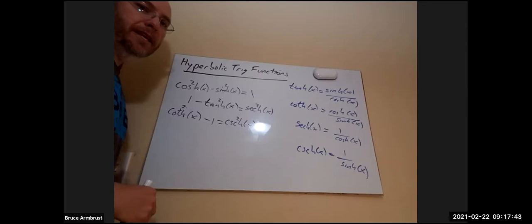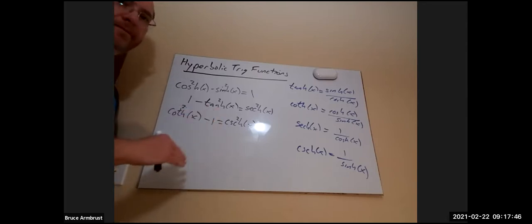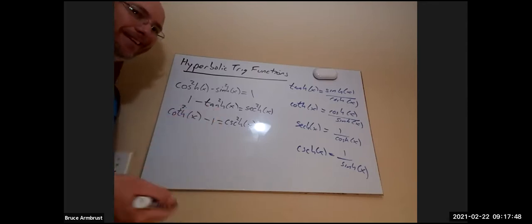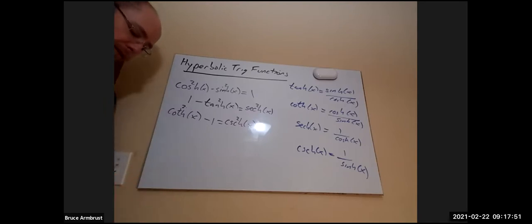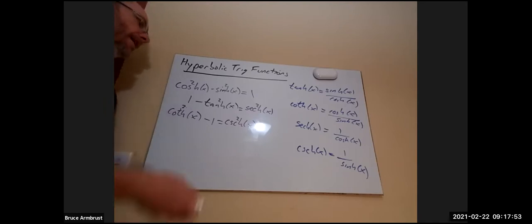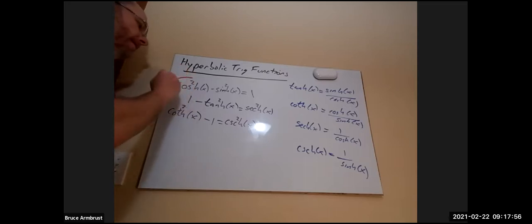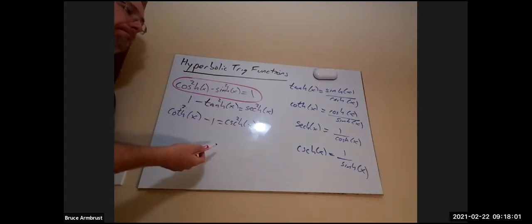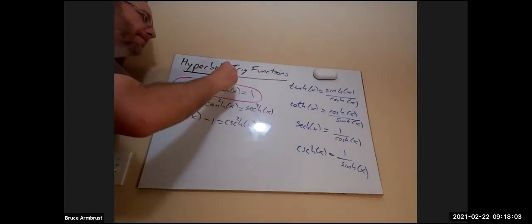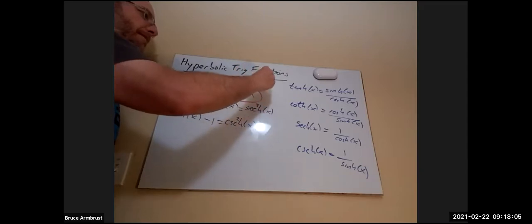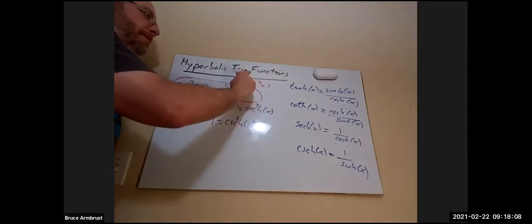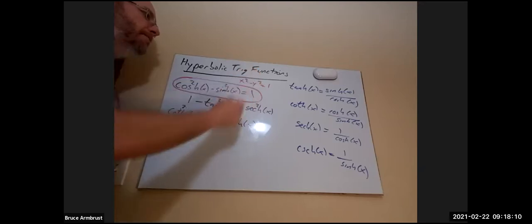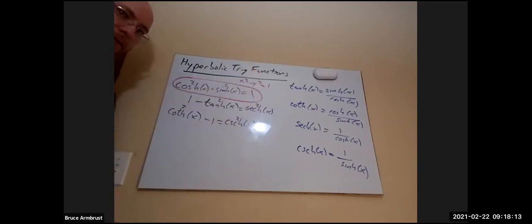So these are the Pythagorean related ones. Really, you only have to remember this first one because you can develop all the rest from it. And just remember, this comes from the equation of a hyperbola. The equation of the hyperbola was x squared minus y squared equals 1. So that's what that thing is.